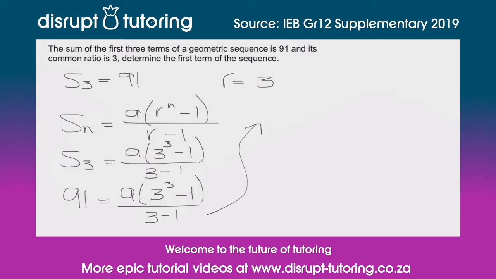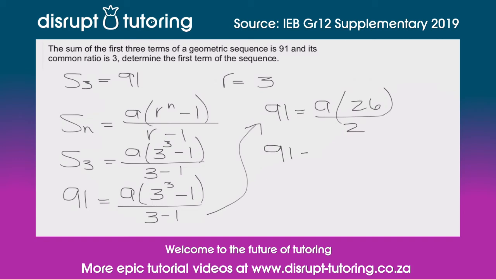So I'm going to continue up at the top just to save some space. So I'm going to simplify quickly. It's going to be 91 is equal to a. Within the brackets, I've got 27 minus 1. So 3 cubed is 27. Minus 1 would give us 26. Over, and then we've got 3 minus 1, which is going to give us 2.